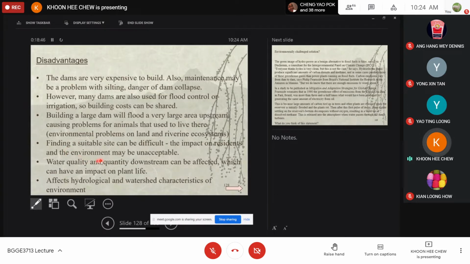And water quality and quantity downstream can be affected, which can have an impact on plant life, because we divert the directions of the river and so forth. There are some places that were originally very fertile, but after they built a dam, the water flow directions changed, and then the land is no longer suitable for agriculture. And another side effect is that it will affect the hydrological and watershed characteristics of the environment, as we mentioned earlier.